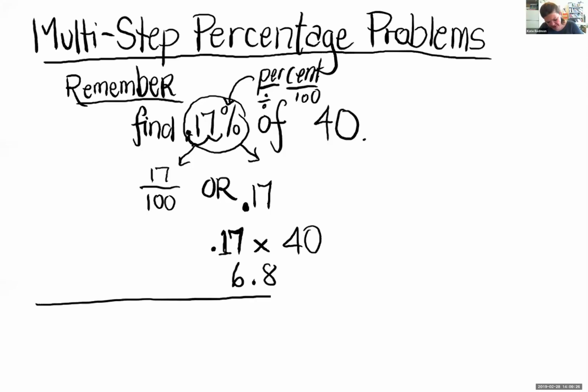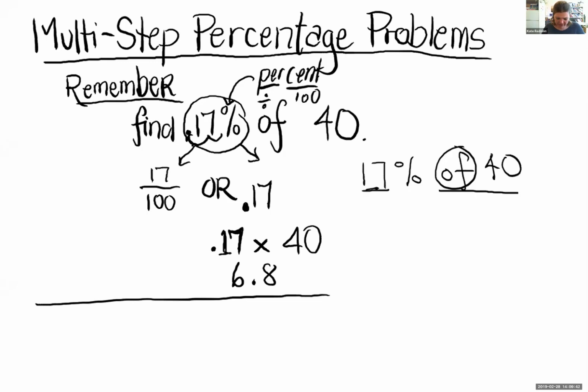But just because I like you, Maricela, I want to show you something. Your calculator actually has a percent button. So as long as you know that of means multiply, you could actually type this expression exactly the way you see it into your TI. You didn't even have to change it into a decimal or a fraction. You could have just literally typed 17%. So here's how you do it.